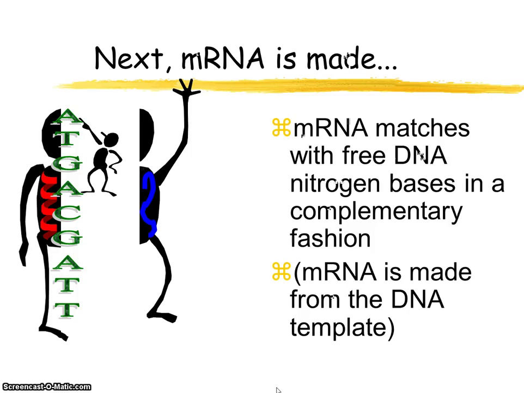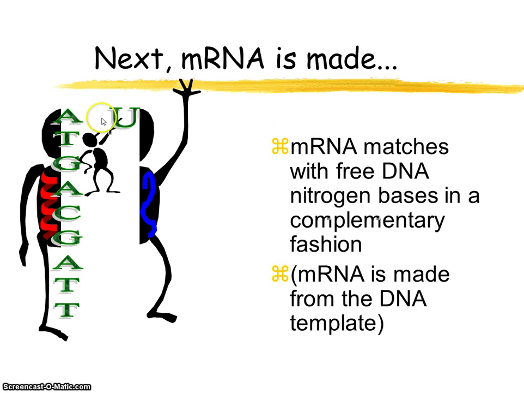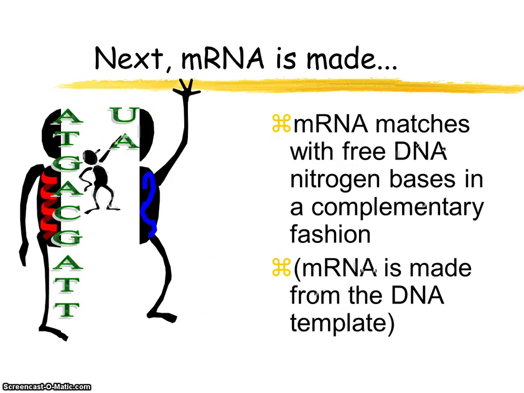After that happens, another enzyme called RNA polymerase is going to come along, and it's going to start building this piece of messenger RNA. It's going to match up complementary bases. So we know that the adenine on DNA will match up with uracil for the RNA. Remember, not thymine, but uracil. Thymine will match up with adenine, guanine with cytosine.